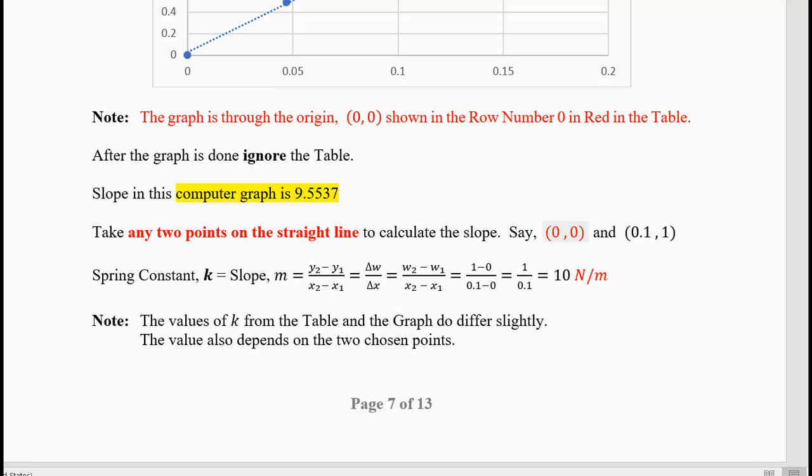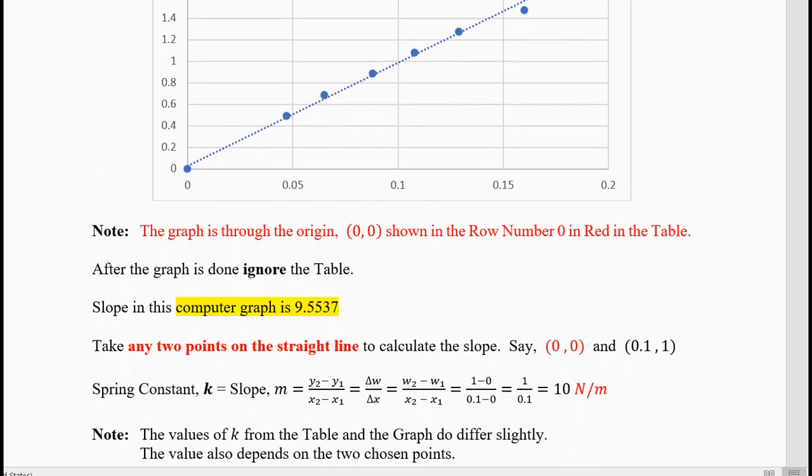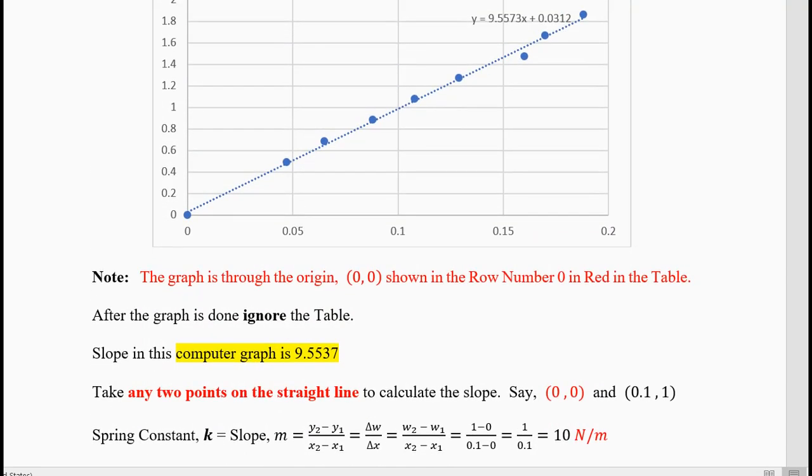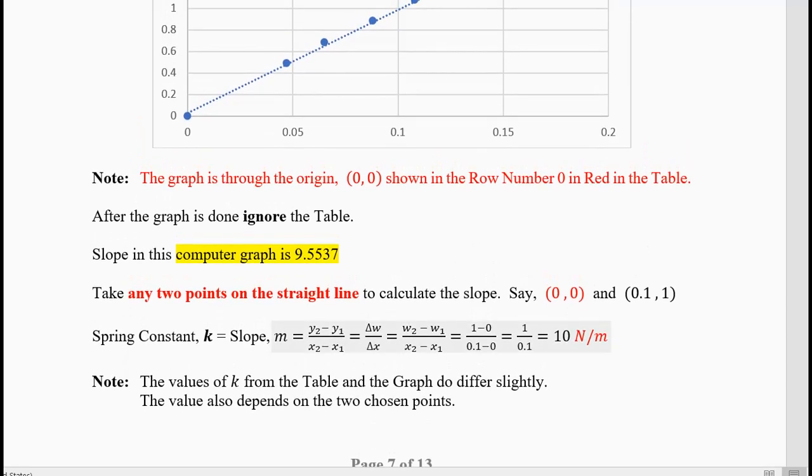So the 2 points are 0, 0 and, which is the corner? An easy point, 1, 1. This point looks easy to me, so I am taking it. If you want, you can take any 2 points. It does not matter. You will get the same slope mathematically. Now 1 minus 0 divided by 0.1 minus 0. 1 divided by 0.1 is 10. So your graph answer is 10 newtons per meter.